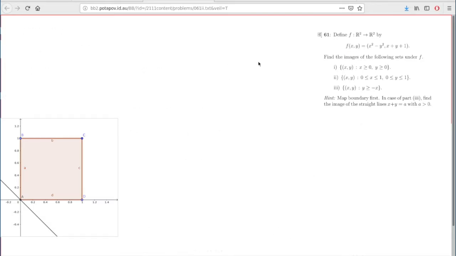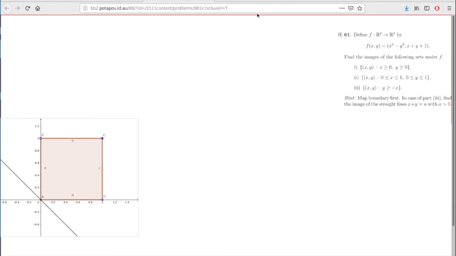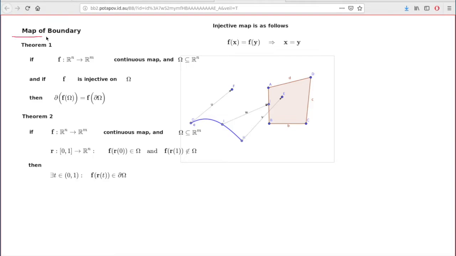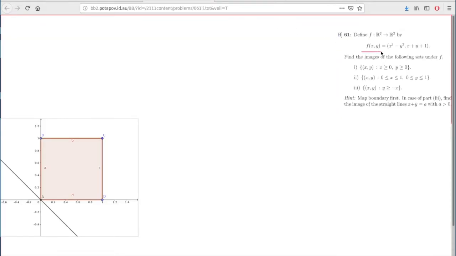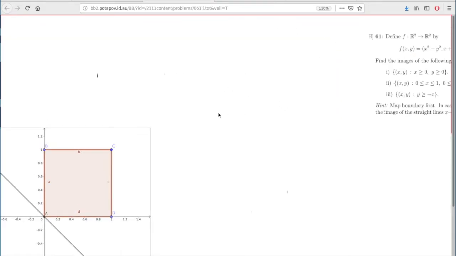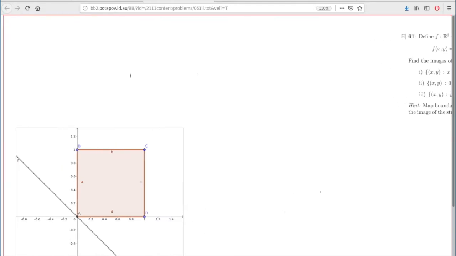Before we can do that, we have to confirm that this map is injective. That's a critical condition which appears in the map of the boundary result. You see, the map's supposed to be injective. That's what it is. And we're about to test this for this map. I'll zoom in a little bit and I will do my test.